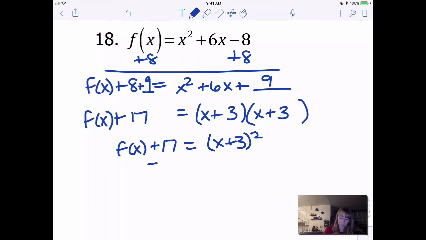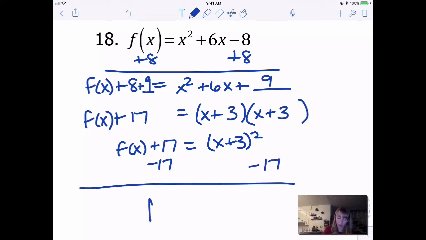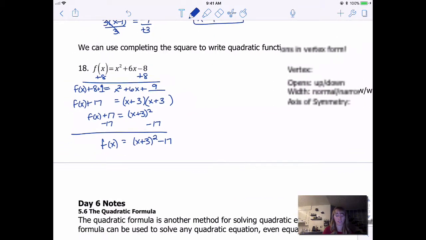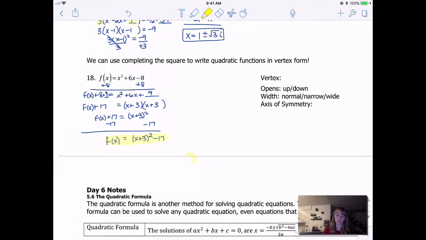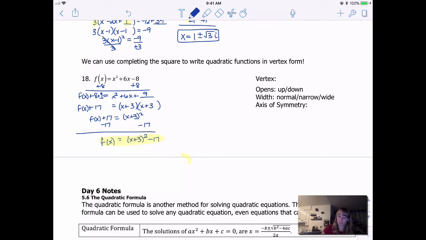Now what I can do is take that 17 back, and I have f of x is equal to x plus 3 squared minus 17. The thing that I've done now is I've put this in vertex form, which we know we can use to graph our parabola. Our vertex is going to be negative 3, comma, negative 17. This one faces up. The width is normal, and the axis of symmetry is x equals negative 3.